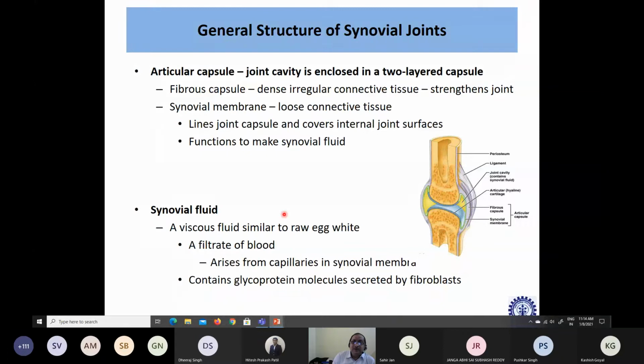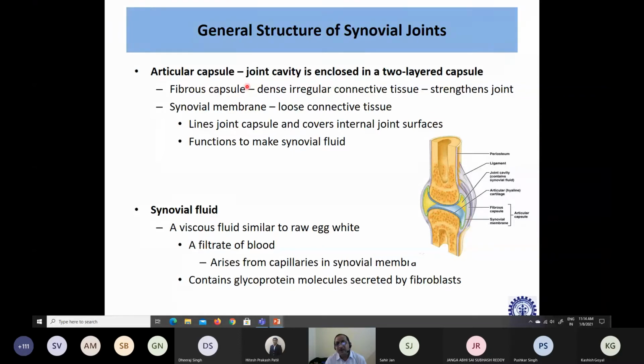Now, more about the general structure of the synovial joints. So you have the articular capsule. We are moving inside, slowly focusing more inside the joint capsule. The articular capsule, the joint cavity, is enclosed in a two-layered capsule. There's a fibrous capsule, which is dense, irregular connective tissue, and it strengthens the joint.